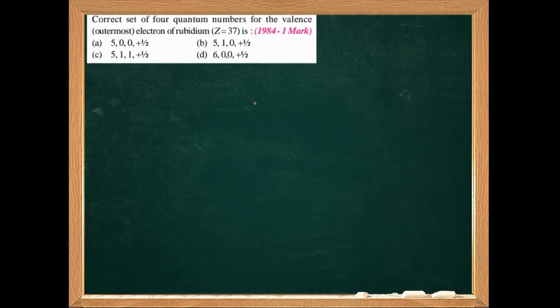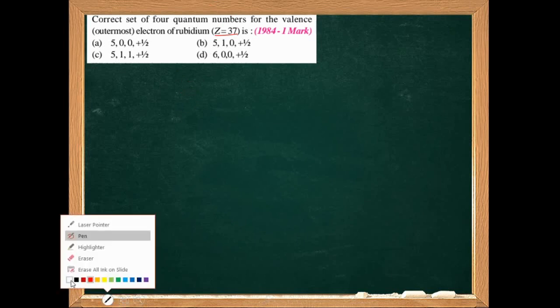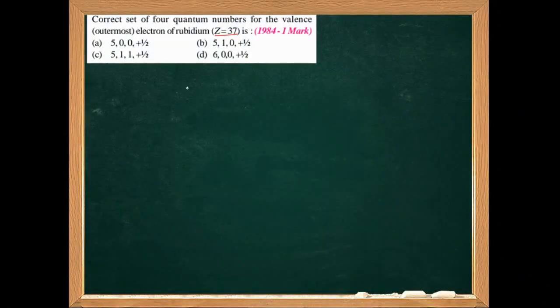Okay. Then the set of 4 quantum numbers for the valence electron of rubidium. Okay. So are they expecting you to know the atomic numbers? No, because they have already given us. So what are they expecting here? They are expecting us to know the Aufbau principle of filling of electrons. So if I draw the Aufbau principle.